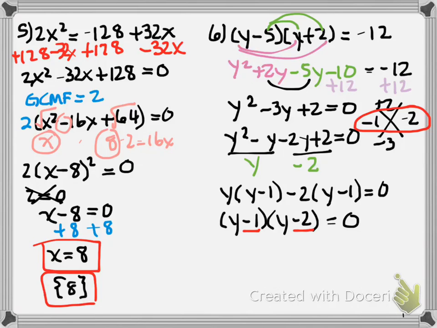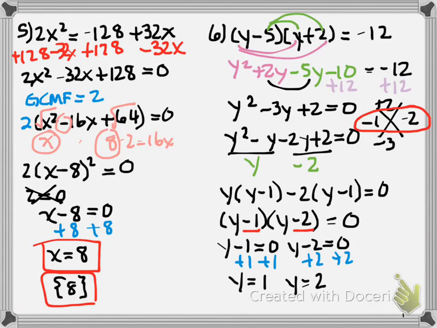Voila. That's only because my quadratic coefficient was 1. That would have saved me time if I remembered that. So now I take y minus 1 equals 0, y minus 2 equals 0, do opposite operations, add 1, add 2, and I get y equals 1, y equals 2. So my solution set contains both 1 and 2.